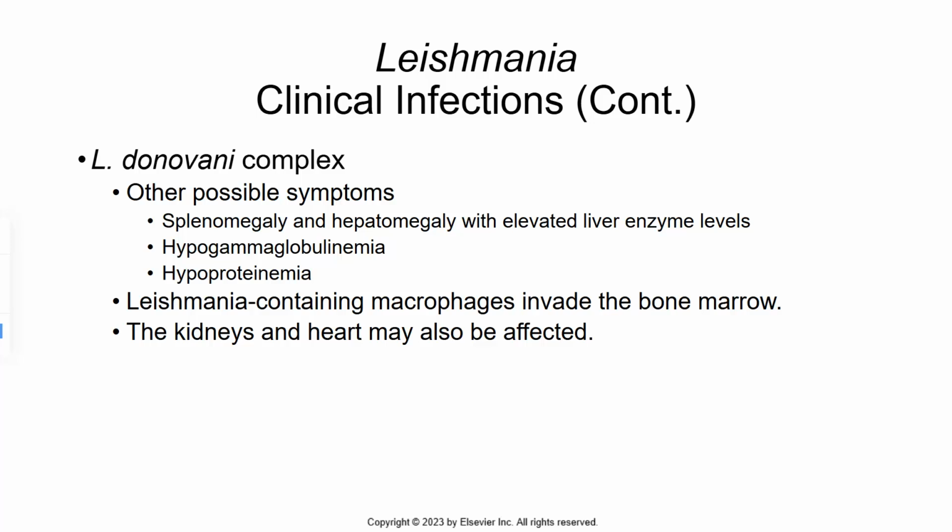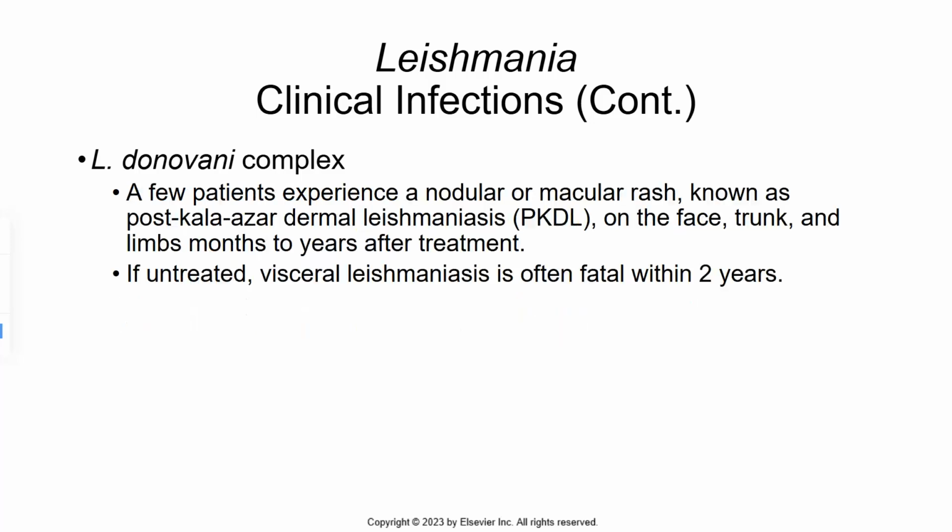Spleno refers to enlargement of the spleen, and hepato refers to enlargement of the liver, with elevated liver enzyme levels. There may also be hypogammaglobulinemia or hypoproteinemia. Leishmania-containing macrophages invade the bone marrow, and the kidneys and heart may also be infected. A few patients experience a nodular macular rash known as post-Kala-Azar dermal leishmaniasis on the face, trunk, and limbs months to years after treatment. If untreated, visceral leishmaniasis is often fatal within 2 years.